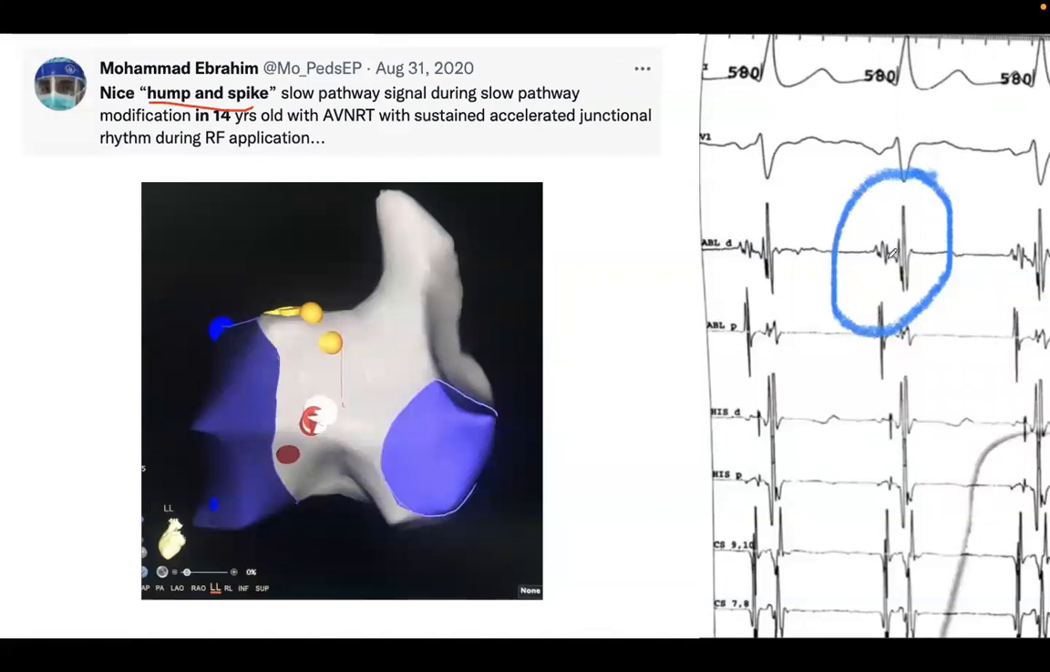This is one of our patients, 14 years old, that we did at our hospital, and this is the signal at this location, and there was immediate junctional acceleration. It's a very nice signal that you look for. Some people call it fractionated AA, but typically it's described as a hump, meaning a not very sharp signal component, and then a sharp signal component. This is what you need to look for, generally a smallish signal compared to the V, and obviously below the His. This is where we target our lesions.